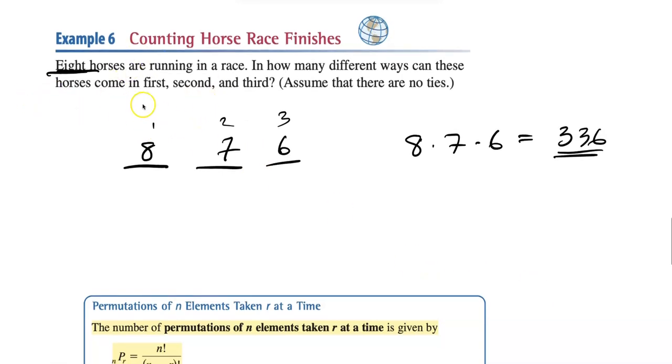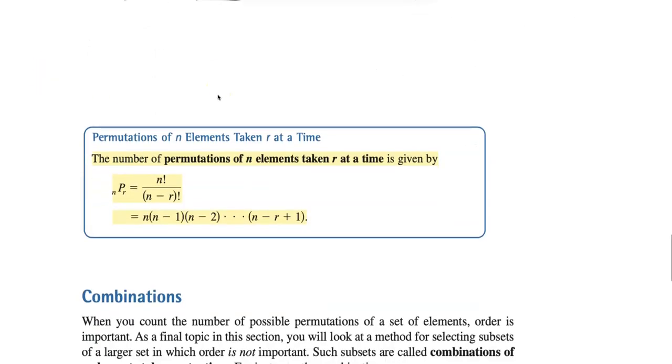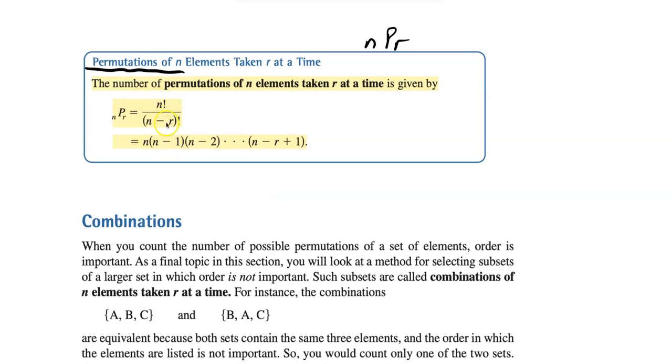Now that's a special type of permutation. We're not arranging all 8, we're only doing the first 3. That's like a subset, and there's a special form for that. If we want a permutation of a subset, we call it nPr. Of the n different things we're talking about, I only care about the first r of them. So it's a permutation of n elements taken r at a time. It's just factorials in this form: n factorial over n minus r factorial.